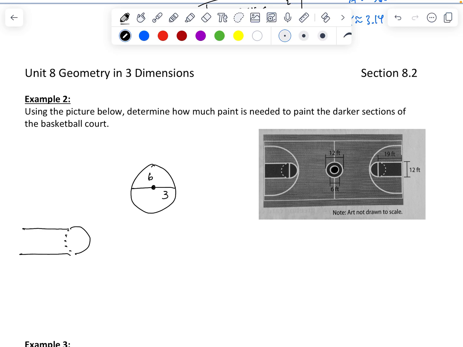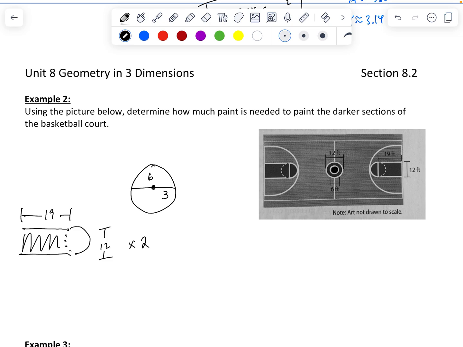But we only care about this part. It tells us that this is 12, and that from here to here is 19. Now we have 2 of those, so whatever answer we get, we're going to multiply by 2.